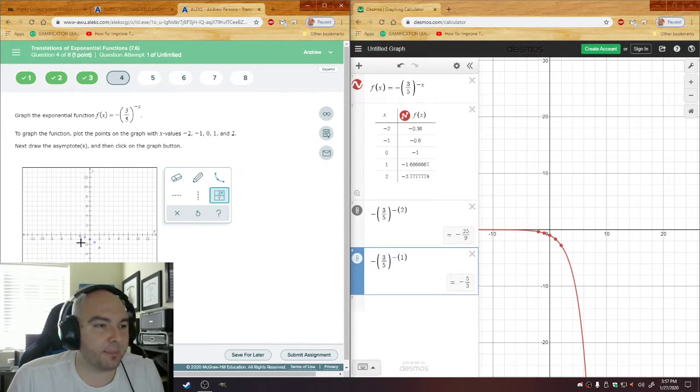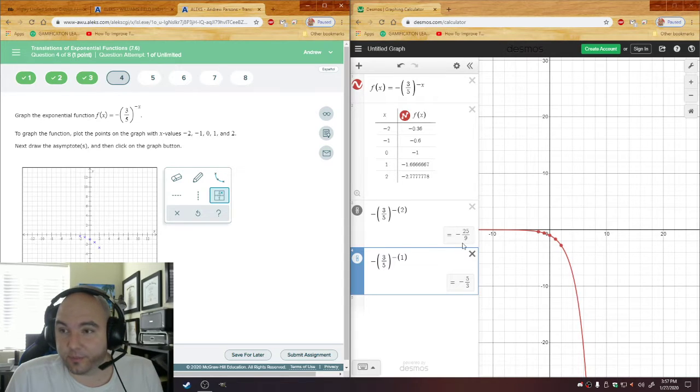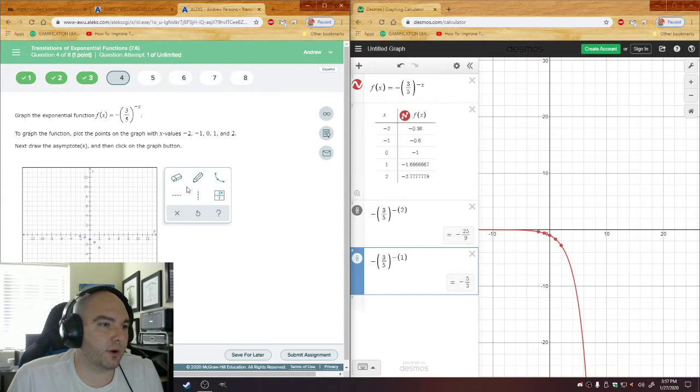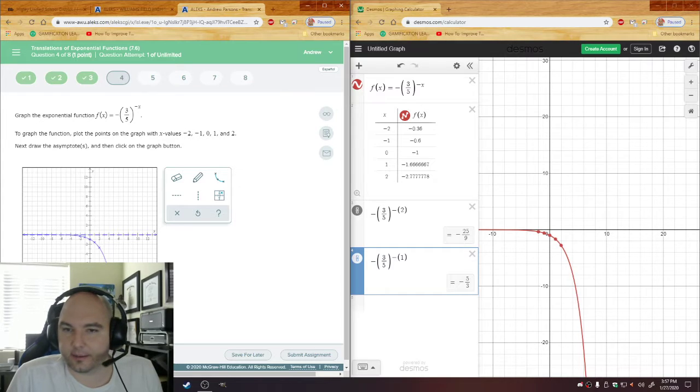Alright, anyways, I plotted my 5 points. Some of them had to be turned into fractions. The other ones that were short decimals that were not repeating, I totally typed in. This one wants the asymptote, which is at this, and then I hit the click, and then I hit the click.